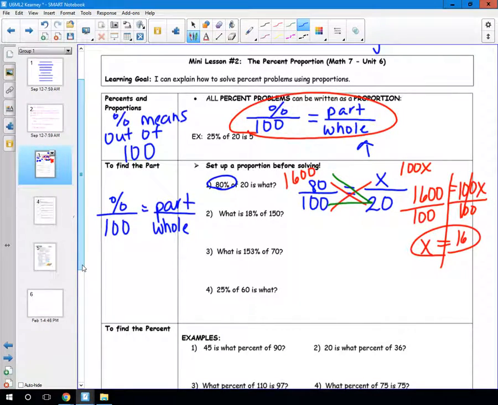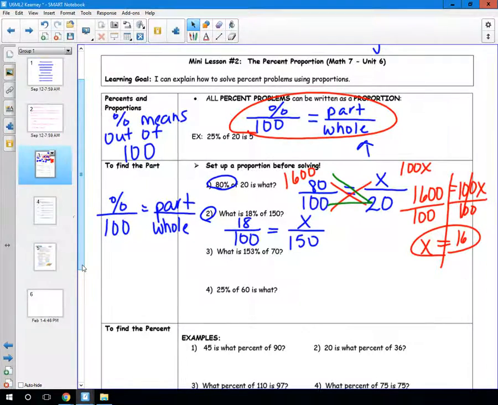So the next one says, on number 2, what is 18% of 150? So I see 18%. So what did we say percent always goes over? That's right, 100. So 18 over 100 equals, and we're going to do part over whole. So it says of 150. Remember, it's of the whole. So 150 must be my whole. And we're looking for what is the part. Okay? So you will put that into your calculator. If you cross multiply 18 times 150 and then divide by 100, you will get your x. Okay?